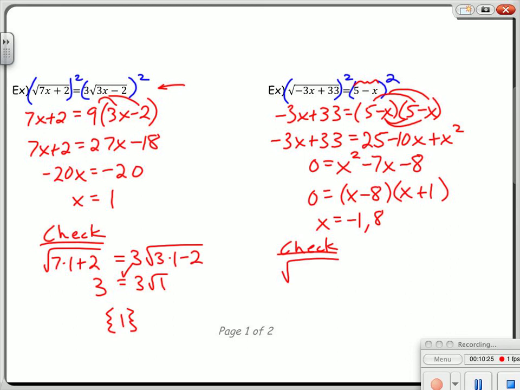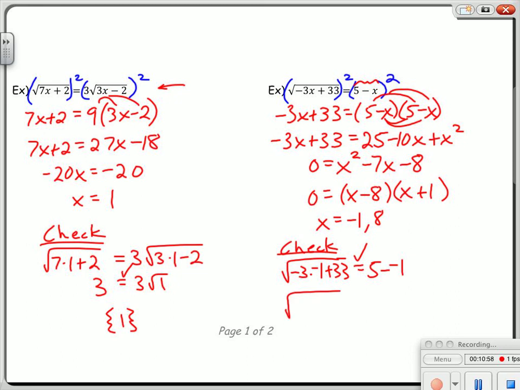Substitute -1 into the original problem. The square root of -3 times -1 plus 33. Does that equal 5 minus the -1? Okay, my radicand is -3 times -1. So that's +3, then plus 33 for a radicand of 36. The square root of that is 6. And on the right-hand side, subtracting a negative is addition. 5 plus 1 is 6. We have equality. That'll be part of our solution.